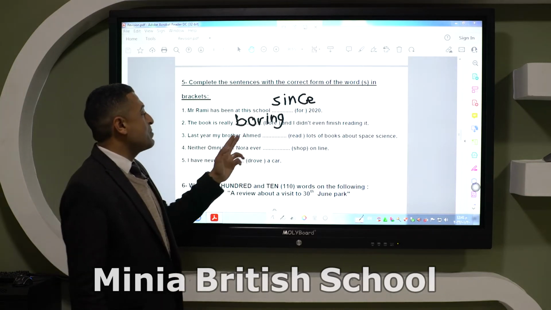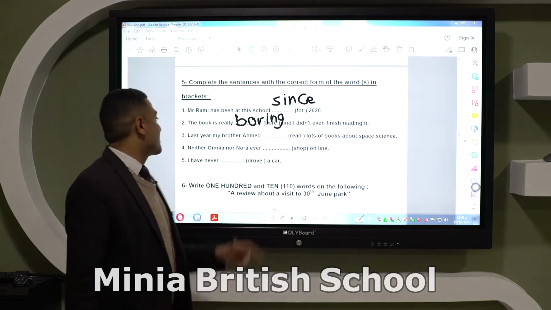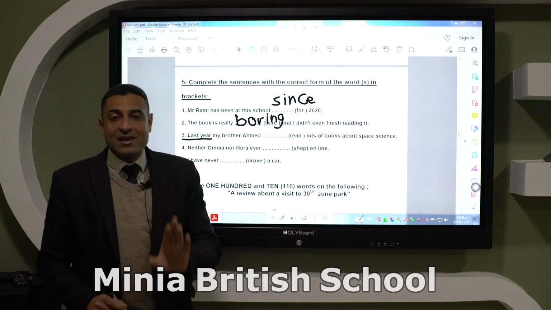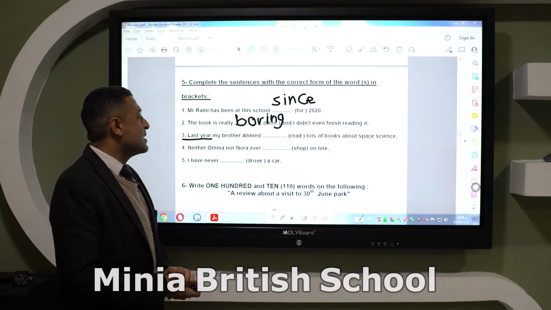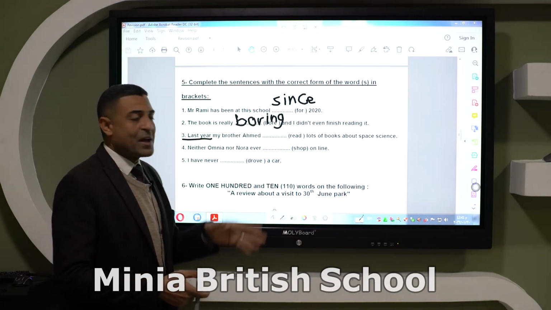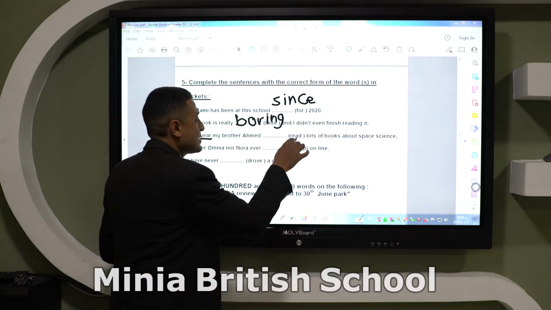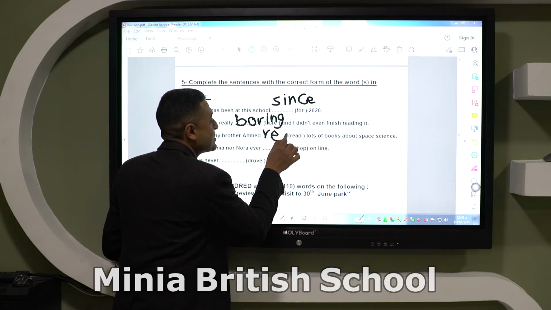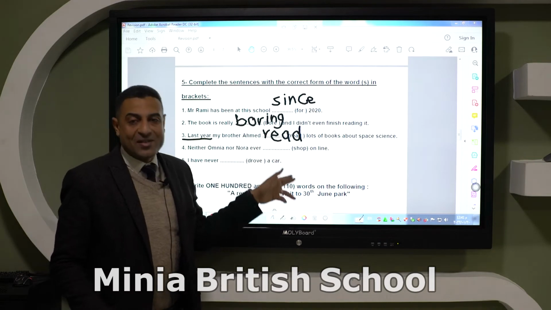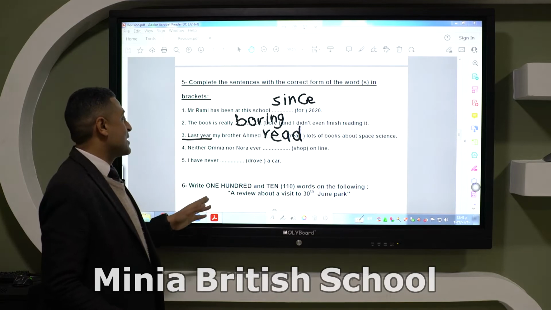Last year, my brother Ahmed read lots of books about space science. So here we have the words "last year", and this one is a key for the past simple tense. So my brother Ahmed read. But how can I write "read"? Will I write it R-E-D? No, it's the same spelling, but the pronunciation is different. Ahmed read lots of books about space science.